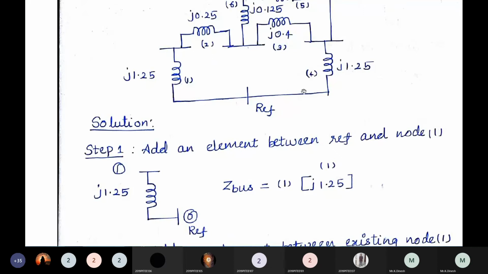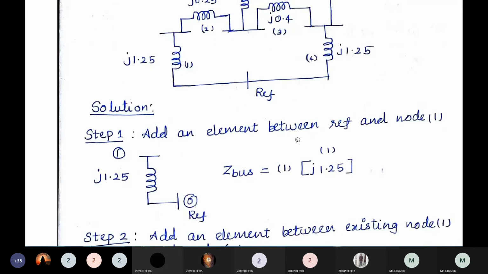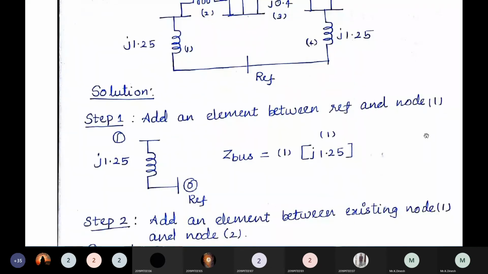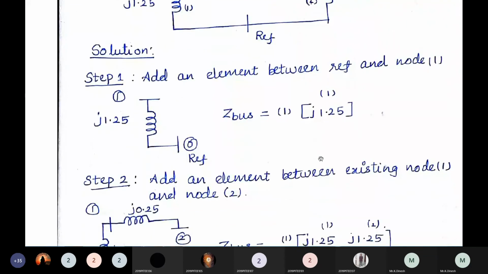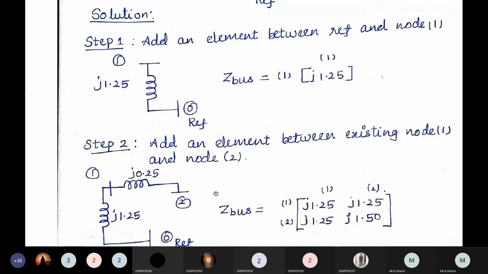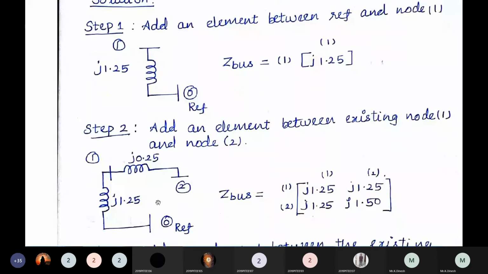So step number 1 is I add the element between the reference and node 1. This we know, 1x1. Second, J0.25 is added along with 1.25. It is the same as what we saw in the first unit. Sorry, what we saw at the start of the third unit.